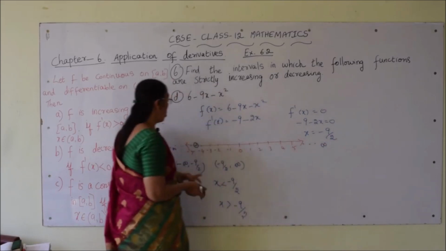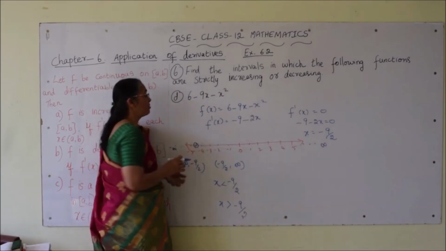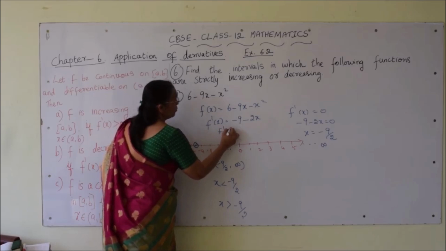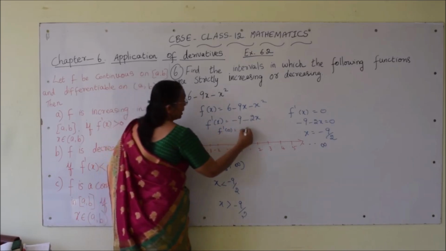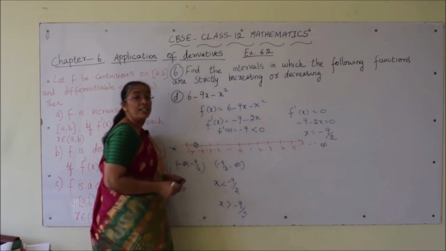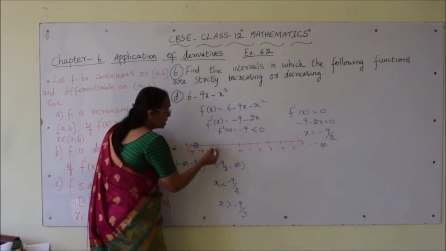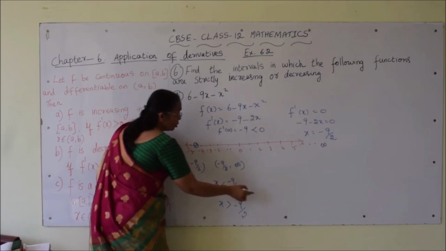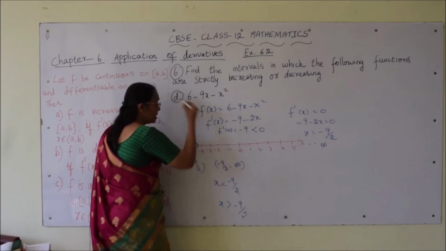So we will take the origin and substitute it and see in f dash of x. So f dash of 0 is coming as negative 9. So where the origin is there, at that particular interval the function is decreasing. So the origin is there in this interval. So the function is decreasing here and the function is increasing here.